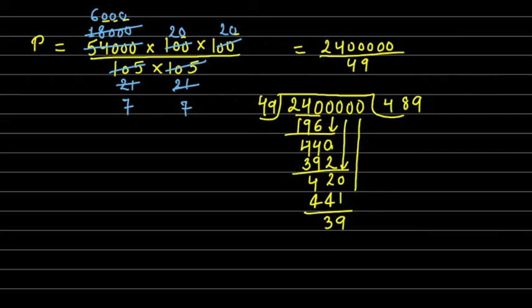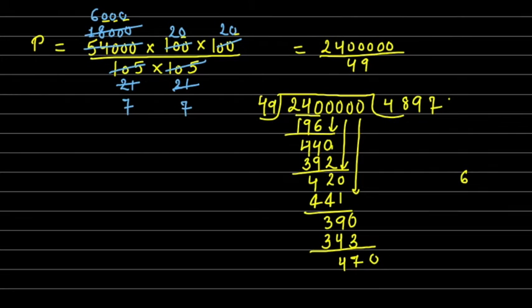Then again we copy a 0, 390. How many times? Again 7 times. 7 nines are 63, then 6 carry, 7 fours are 28 plus 6 will be 34, so 343. Okay, now subtract it, then 8 minus 4, and again we can copy the 0. We are left with 10.